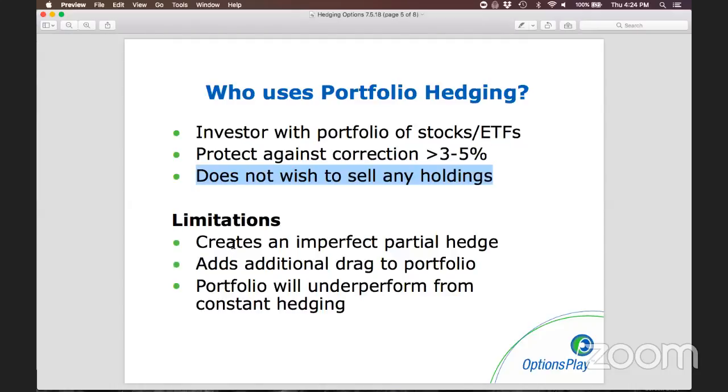Okay. Now there are some limitations to portfolio hedges. It creates an imperfect partial hedge, meaning this type of strategy is not going to give you a dollar for dollar perfect hedge. It's a key thing to understand. However, it is a relatively cheap way to hedge your portfolio, but it does provide an imperfect partial hedge. It does add additional drag to your portfolio, meaning portfolio hedging is not free. So if you're going to purchase protection, it's going to cost you something, and that cost will produce some type of drag to your portfolio's performance.